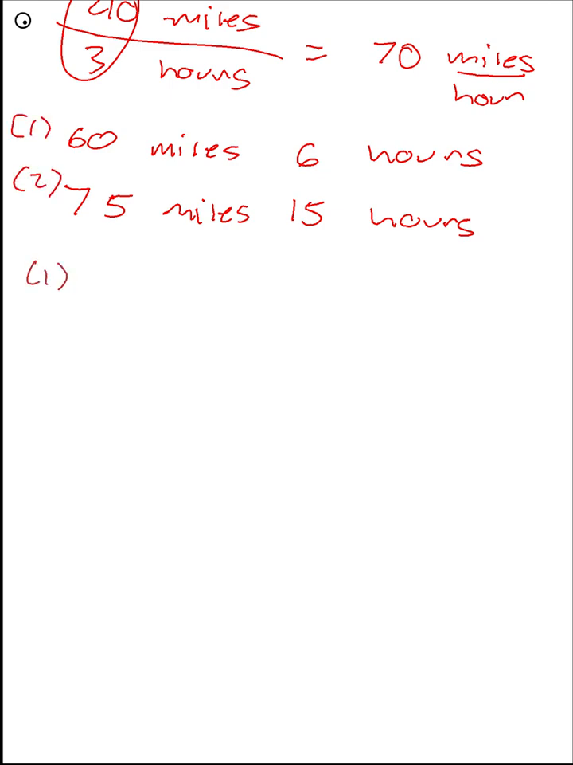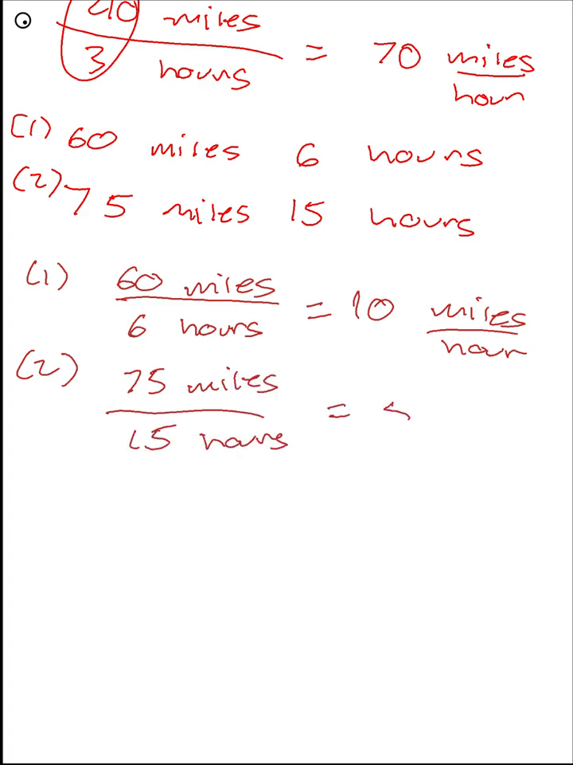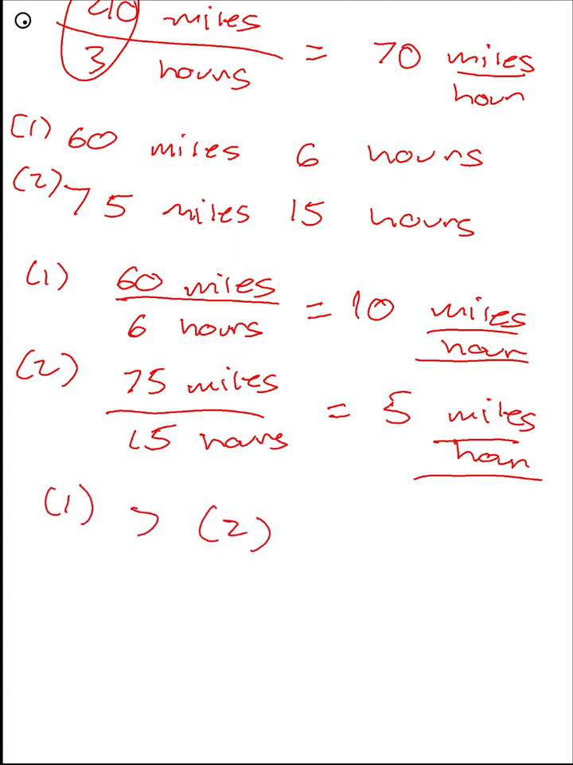So person 1 will take 60 miles over 6 hours, which comes out to 10 miles per hour. Whereas person 2 will take 75 miles over 15 hours and become 5 miles per hour when simplifying. Now that we have rates for both people, it's easy to see that person 1 goes at a faster rate than person 2. This is an example of rate comparison.